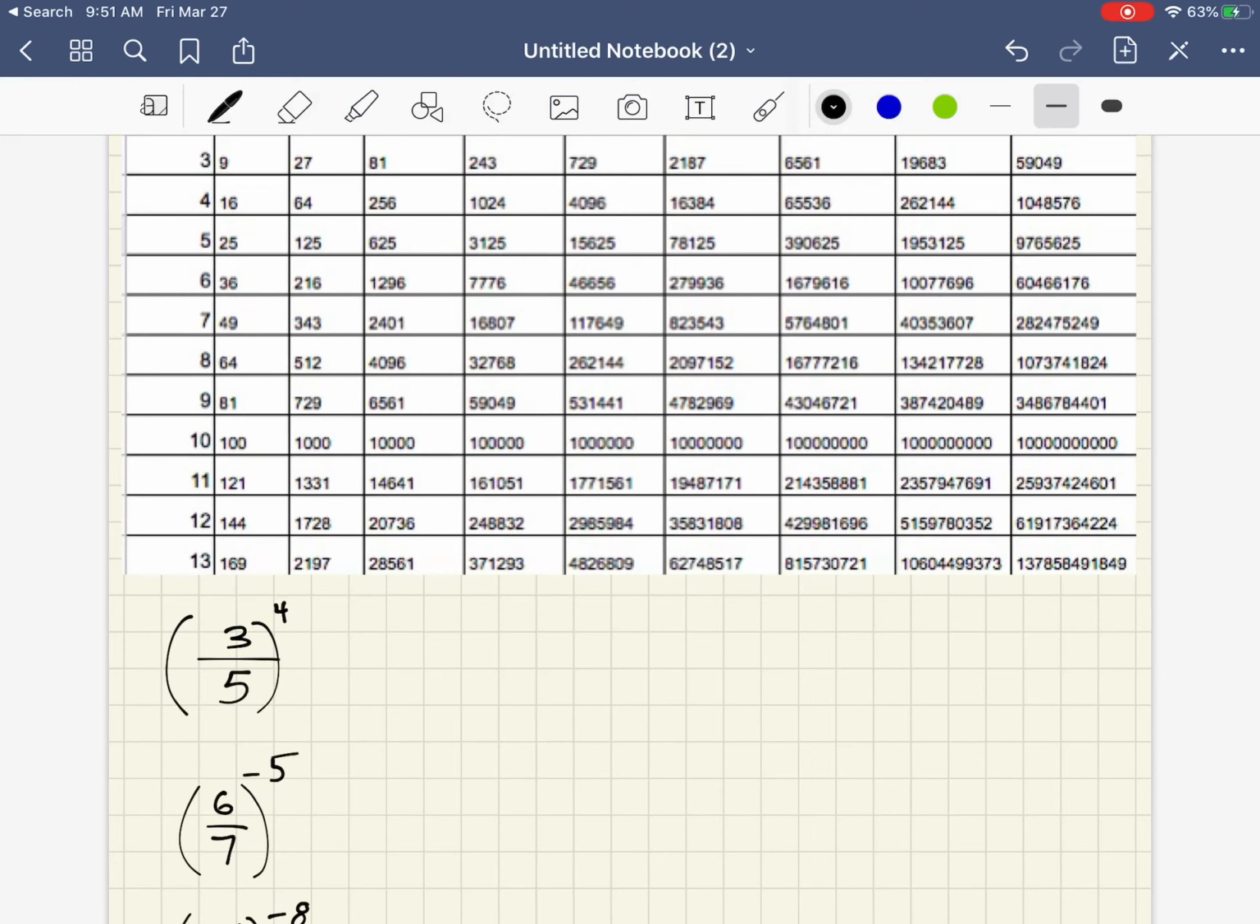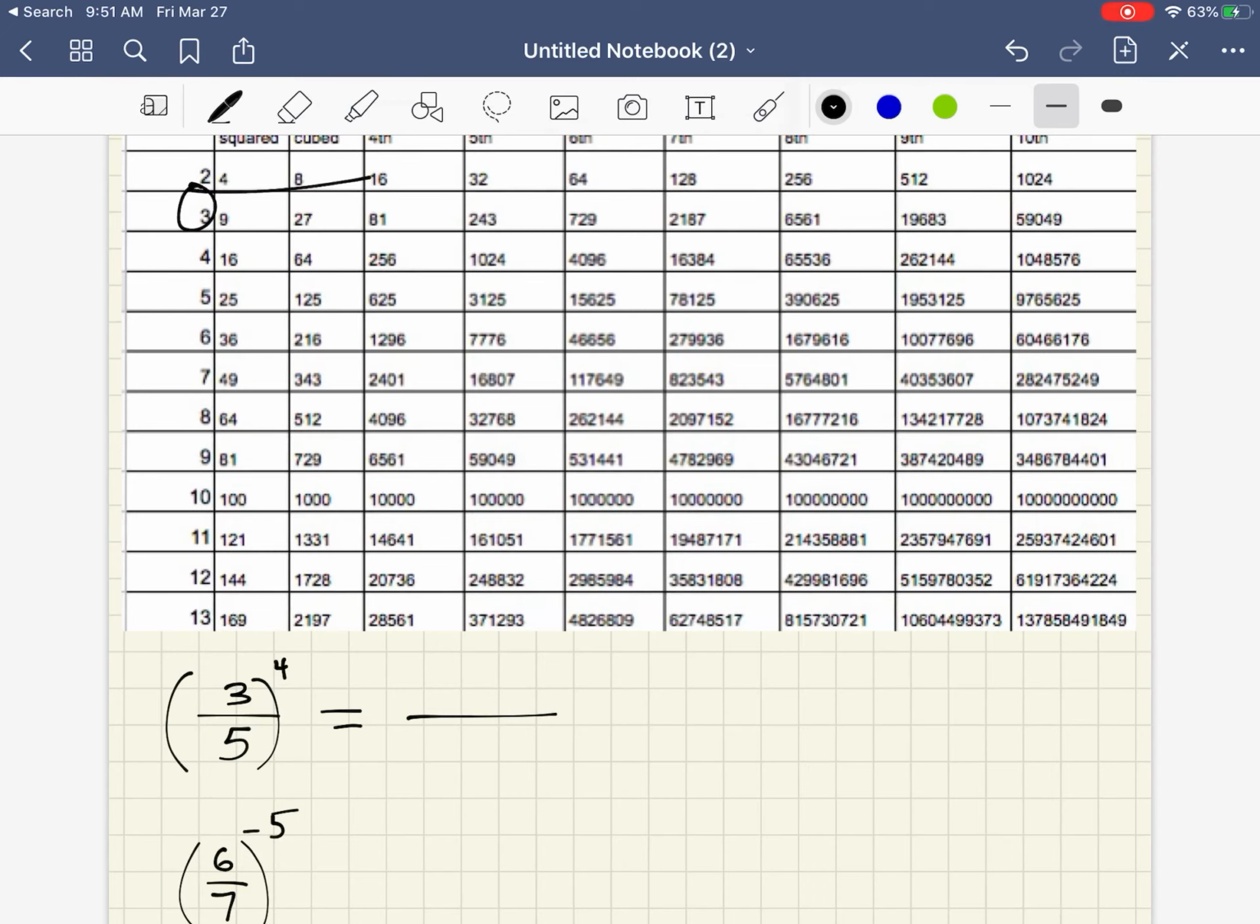So what we're going to do in order to raise a fraction to an exponent, we're going to raise both the top and the bottom to that exponent. So we're going to have 3 to the fourth power. 3 to the fourth power is here, so 81. And then 5 to the fourth power is 625.